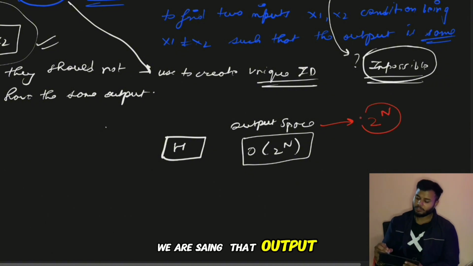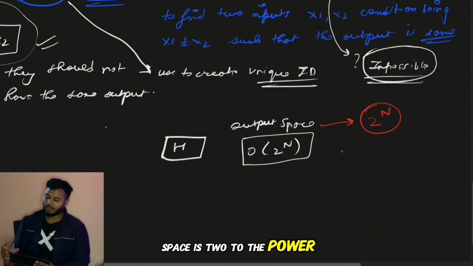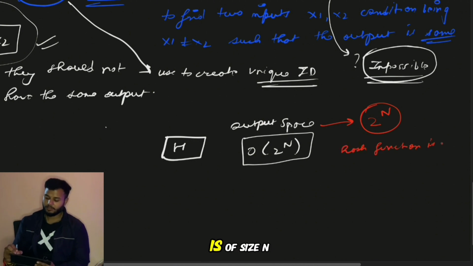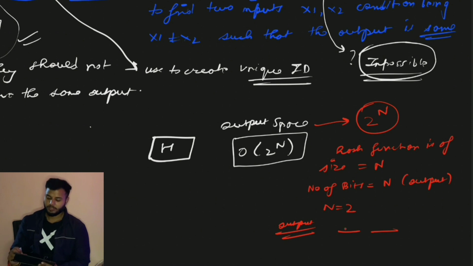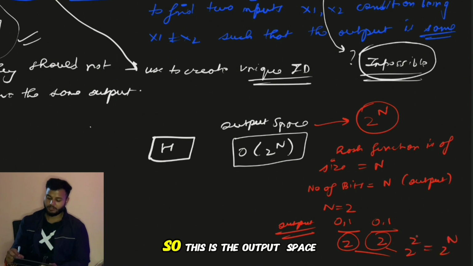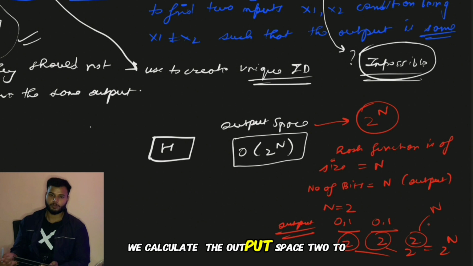We are saying that the output space is 2 to the power n. The reason is that, let's say our hash function has size n, so the number of bits in the output is n. Let's say n equals 2, which means we have 2 bits of output. The input can be of any size and the output will be 2 bits. Each bit can be 0 or 1, so there are two possibilities for each of the 2 bits. Basically it is 2 to the power 2, where 2 is n, so 2 to the power n. This is the output space, and this is how we calculate it.